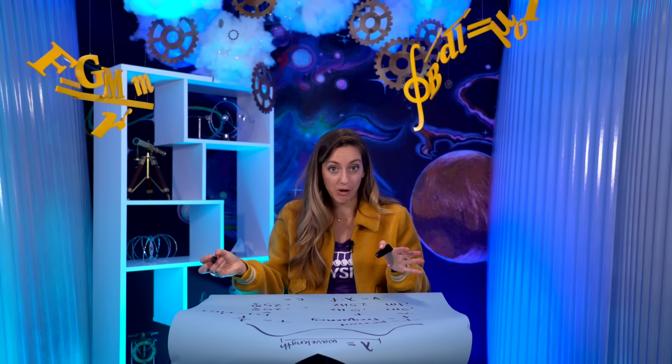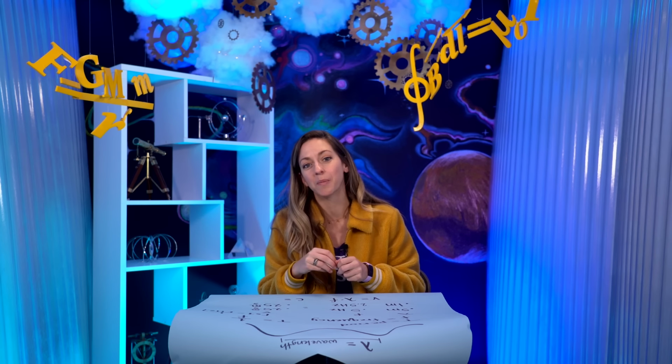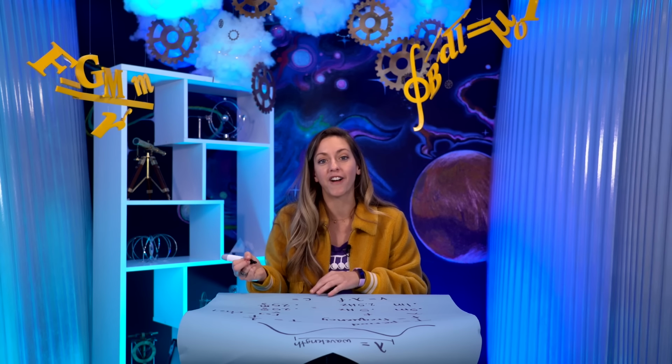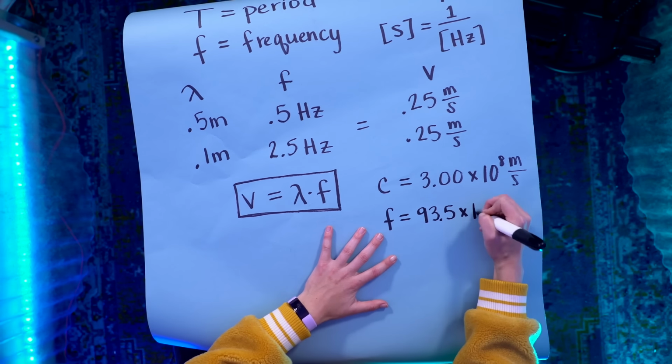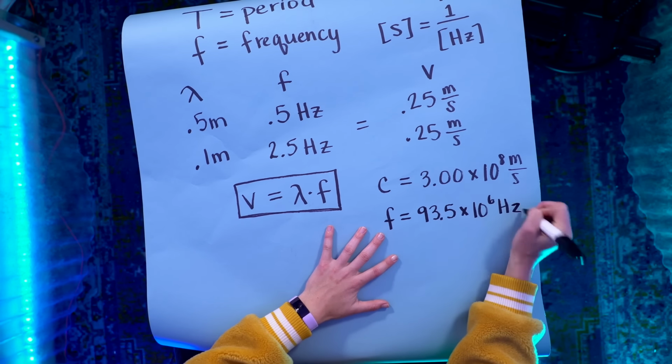You maybe didn't know you knew, but the frequency of your radio station is just the dial number. So my favorite radio station growing up was 93.5 on the dial. And what that means is 93.5 megahertz, so 93.5 times 10 to the 6 hertz.